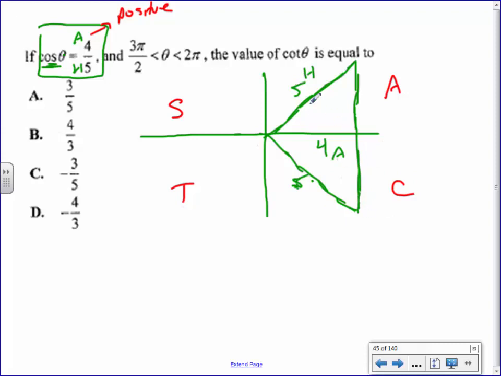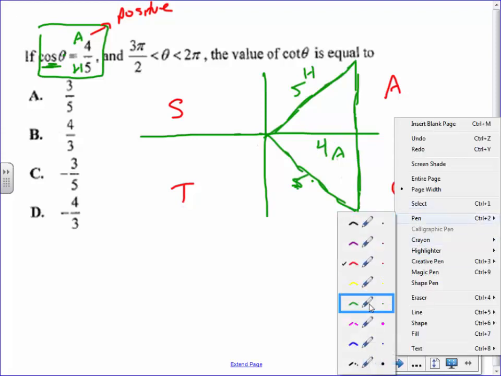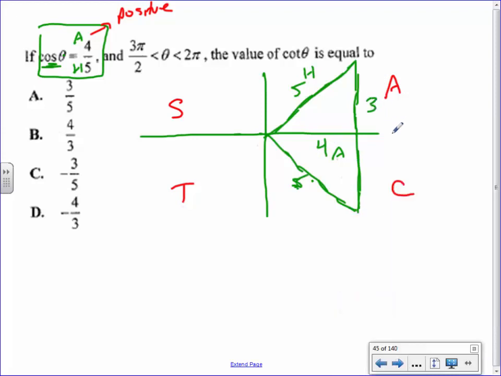Does anybody know what the remaining side is? Because one side is 5, the other side is 4. What's the other side? That's 3 if you don't know. Use Pythagoras' theorem to prove it, but the other side is 3. Well, if you're in this quadrant right here, it's positive 3. But if you were to write it on this triangle down here, it's not positive 3. It would have to be negative 3. Does that make sense so far?